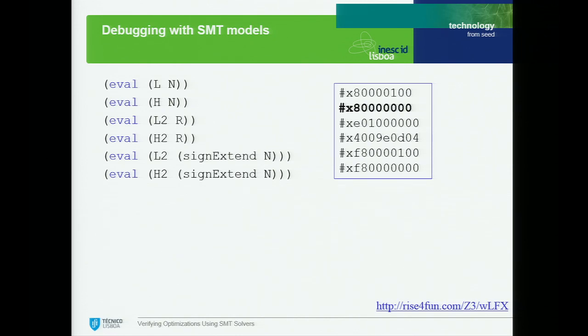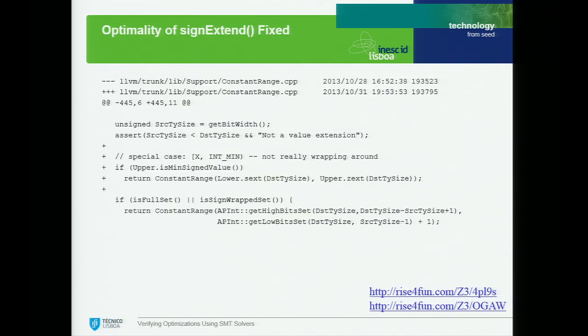So last week, I don't know if you noticed on the mailing list, but I did this commit to signExtend, which basically checks for this case. And now you have the URL, and you can check that, in fact, now signExtend is optimal. So not only are we sure that signExtend is correct, now we know that it's always returning the best possible value, okay? So I have two URLs there because one is 32 bits and the other is only 8.